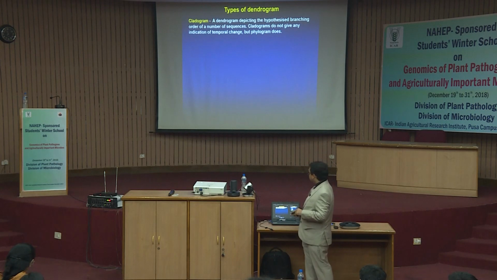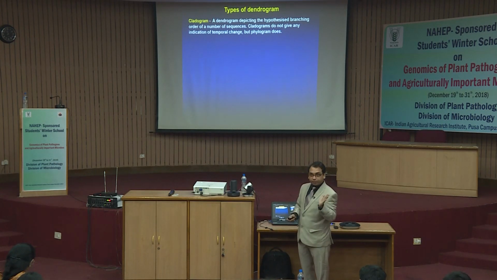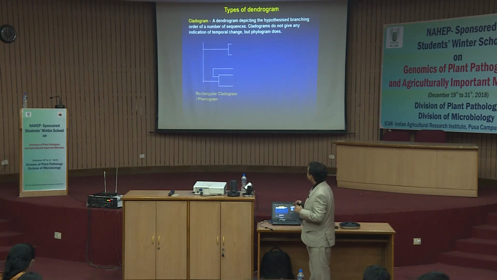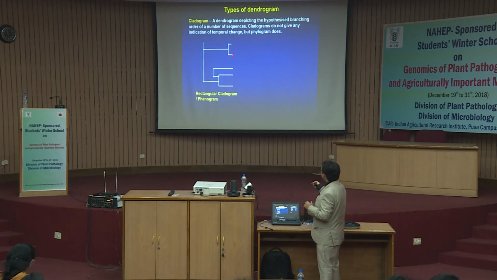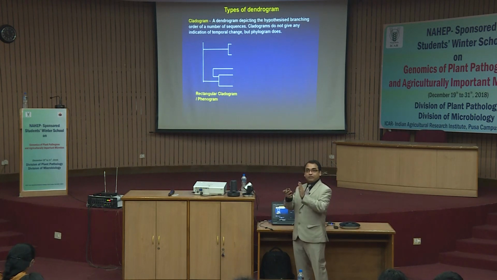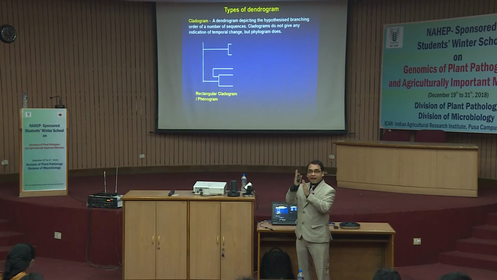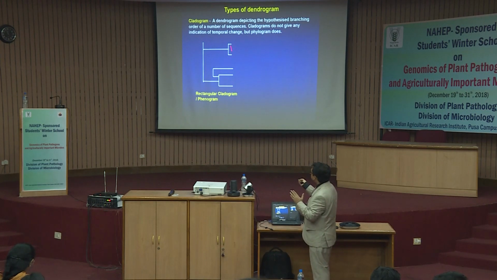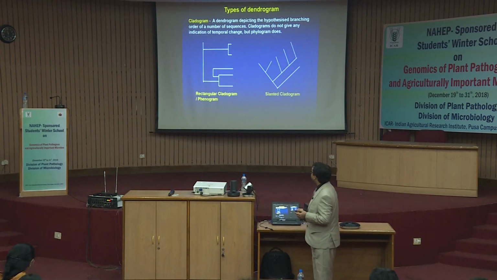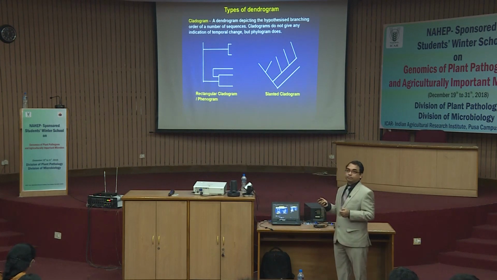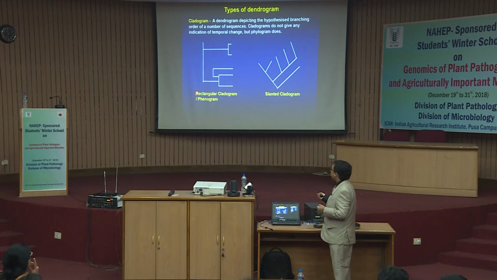So, cladogram, the same thing here, time concept is not there. As the time concept is not there, all these things are in one line. All the sequences, if you see, will be just staggered at one point, and all the branches are there, because there is no concept of time here. So, this is called rectangular cladogram or phenogram. There is another which is called slanted cladogram. Okay. There are two types of cladogram, rectangular cladogram and slanted cladogram.